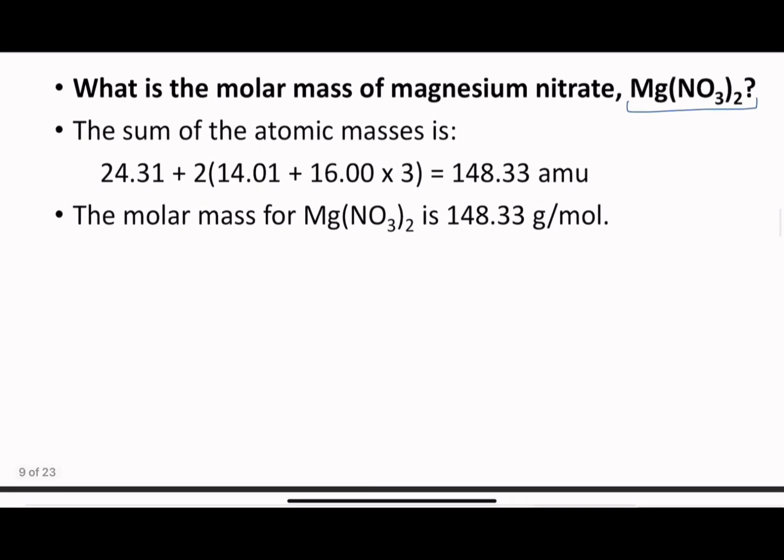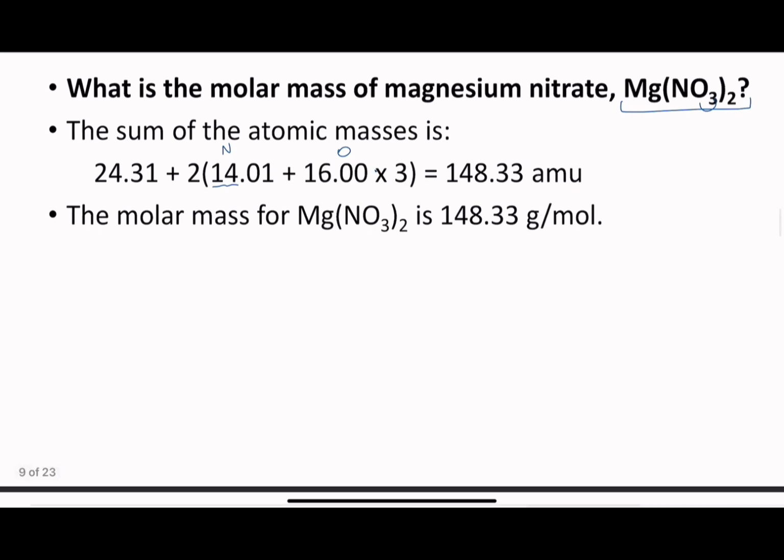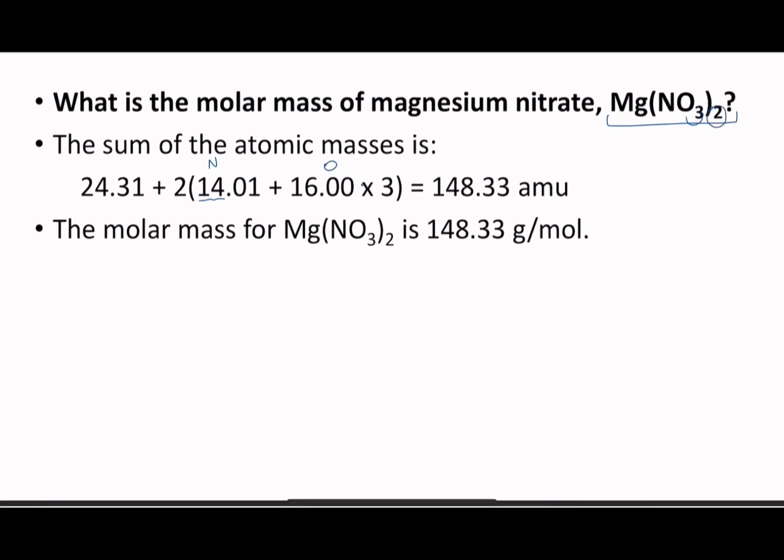Okay, so now it's asking us to find out the magnesium nitrate molar mass. I got here nitrogen, and then I got here oxygen. Because I have 3 oxygen, I multiply by 3, but I also have here outside, I have 2.